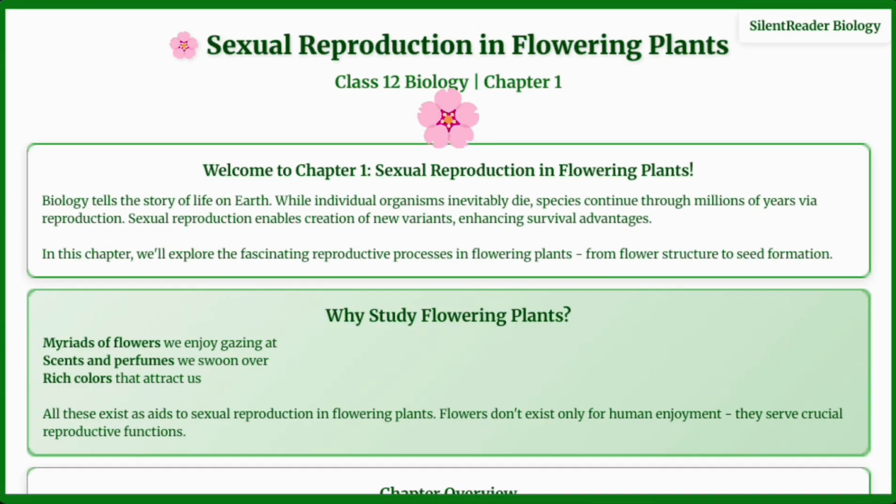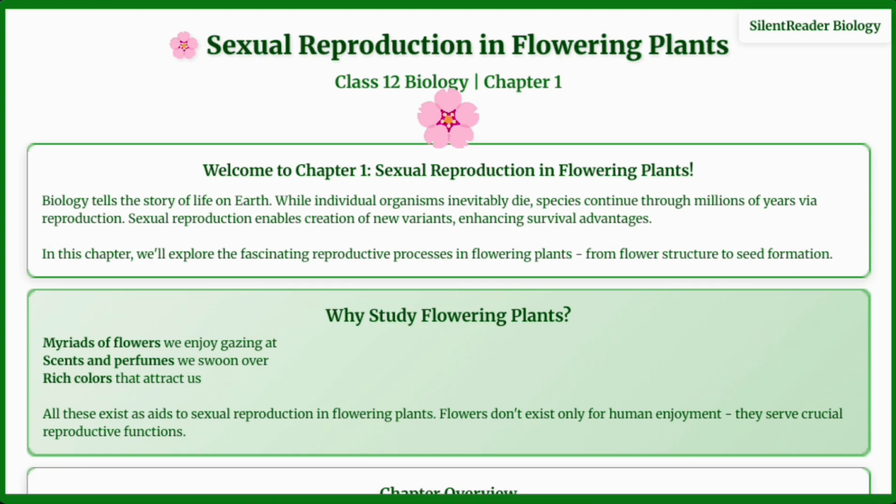Welcome to Chapter 1 of Class 12 Biology, Sexual Reproduction in Flowering Plants. In this fascinating chapter, we'll explore how flowering plants reproduce sexually, creating the incredible diversity of flowers, fruits, and seeds we see around us. Biology tells the story of life on Earth, and while individual organisms inevitably die, species continue through millions of years via reproduction.